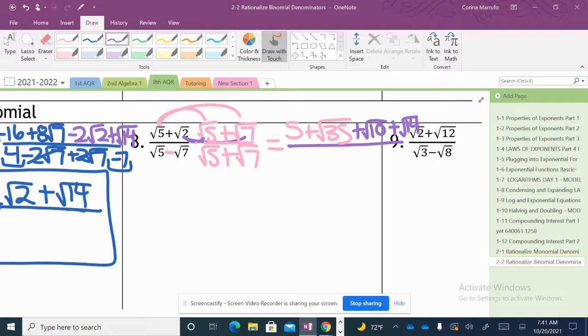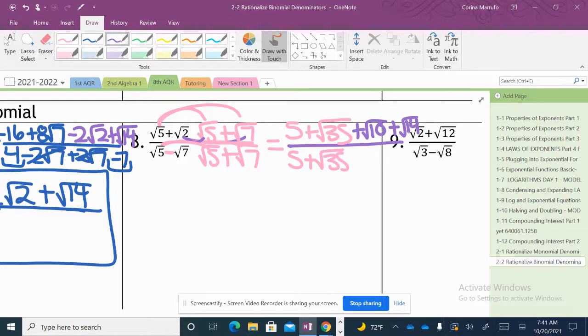The square root of 5 times the square root of 5 is going to give me just 5 again. The square root of 5 times the square root of 7 is going to give me the square root of 35. So it's going to actually be minus. No, it's plus. Plus the square root of 35.